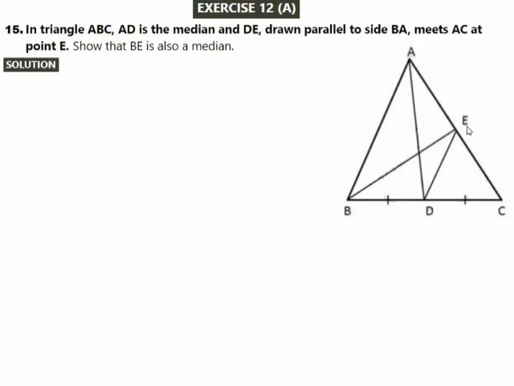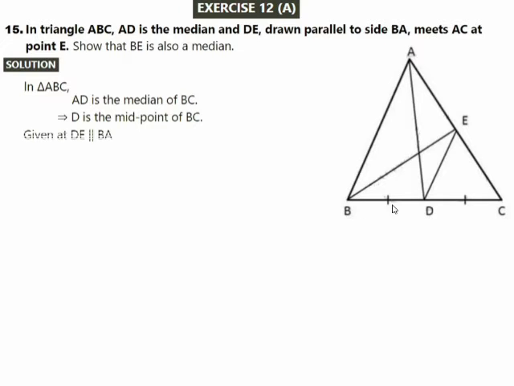In other words, I need to show that E is the midpoint of AC. Since if E is the midpoint of AC, then obviously BE becomes the median, isn't it? So let's see. Now in triangle ABC, AD is the median of BC, isn't it? AD is the median. Or in other words, can I say that D is the midpoint of BC? Yes, because AD is the median means D is the midpoint of BC, right?